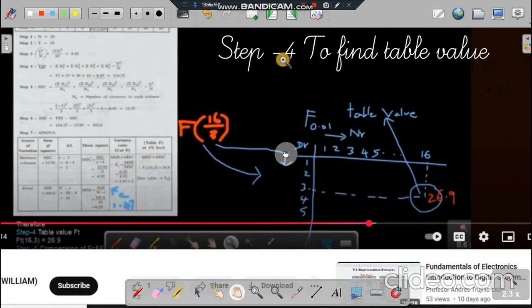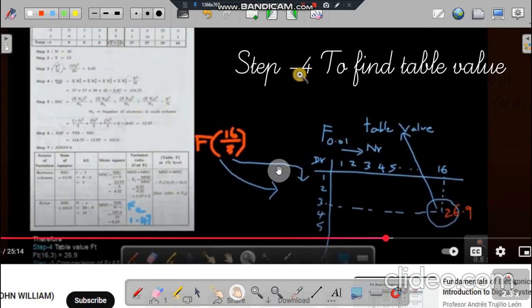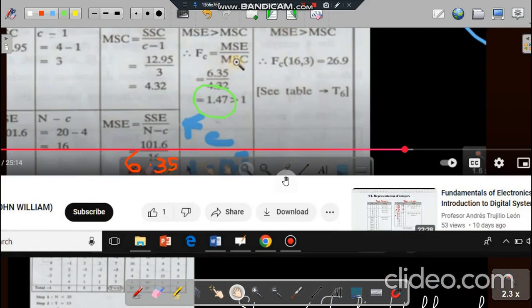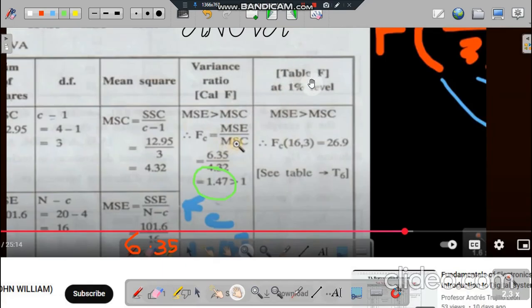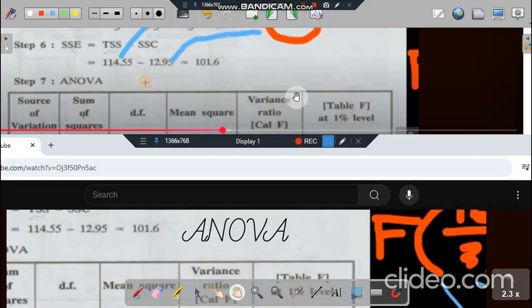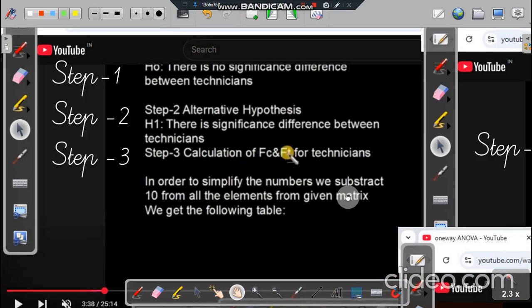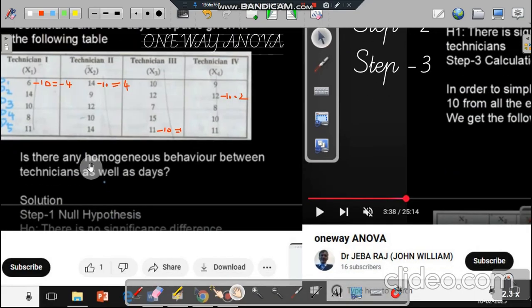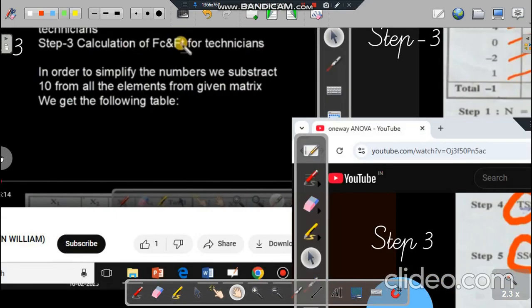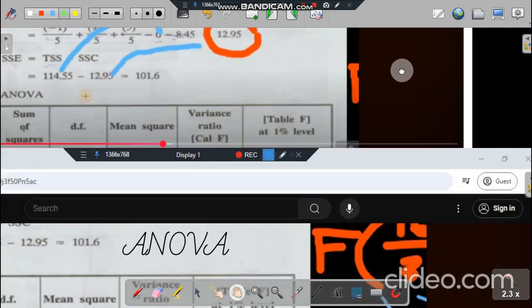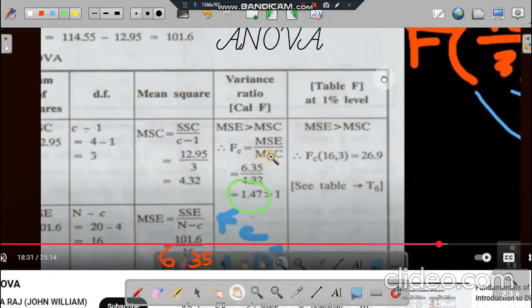Okay, so to find the table value we need this one. Let me go back to here. Now table value, what level you should know here. So we are taking 1% level here because the level is not given in the problem. Just see the question given to us. Is there any homogeneous behavior, at which level? The level is not given here. So we take that at 1% level of significance.